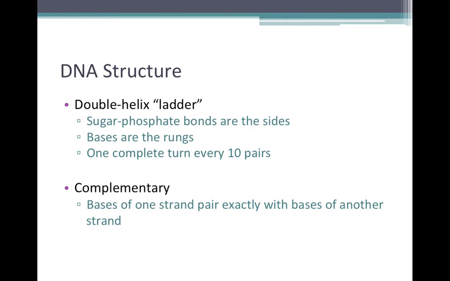We talk about the DNA as having a double helix structure, which kind of looks like a ladder. And so the base pairs are basically nucleotides of the rungs, and it makes a turn about every 10 pairs or so, which is more at the microscopic level.